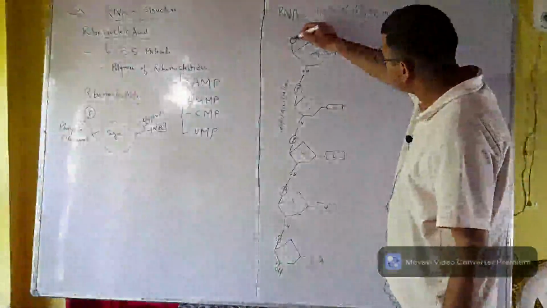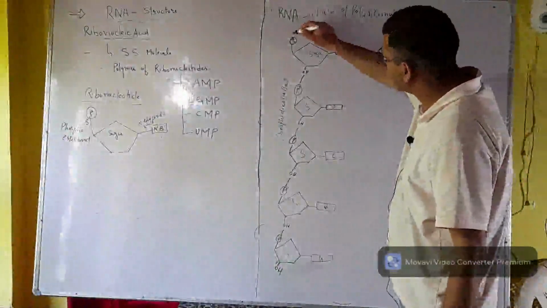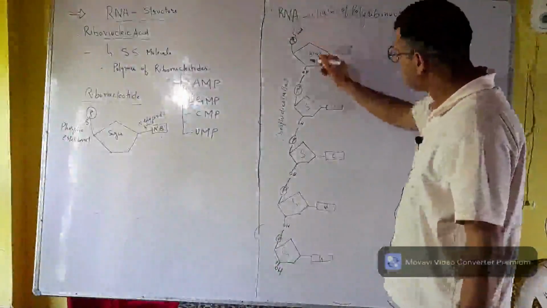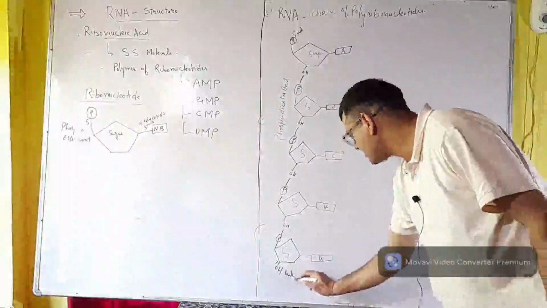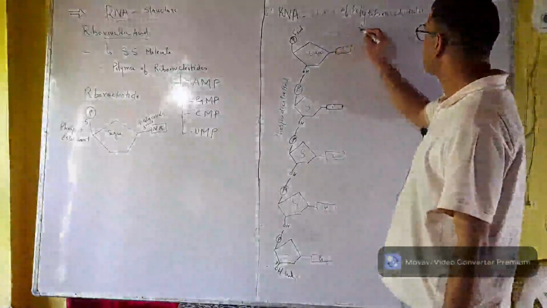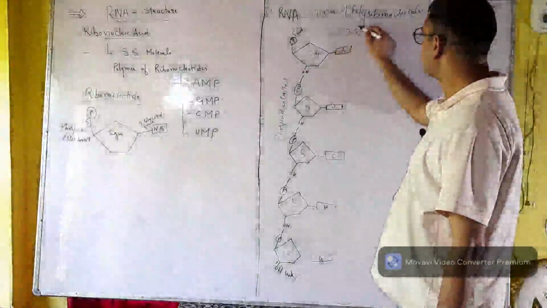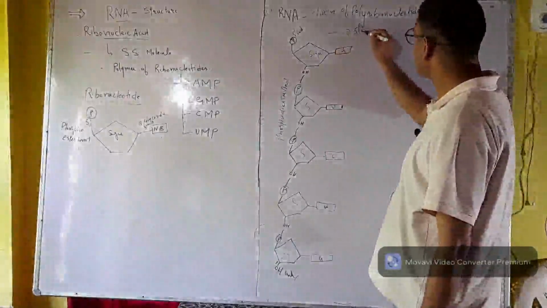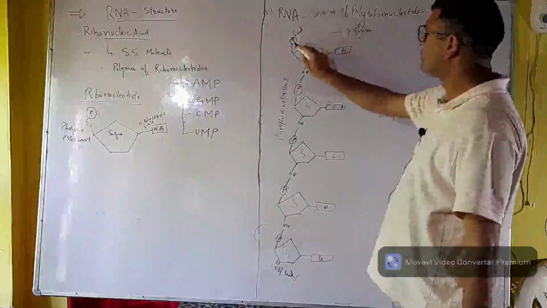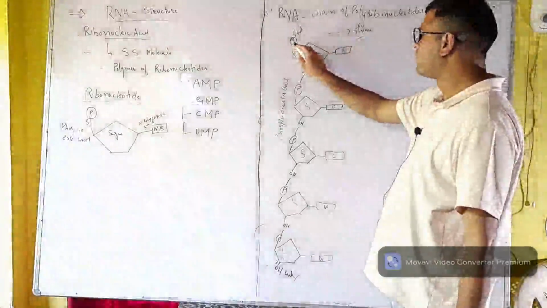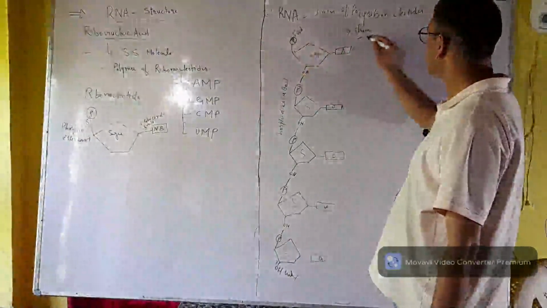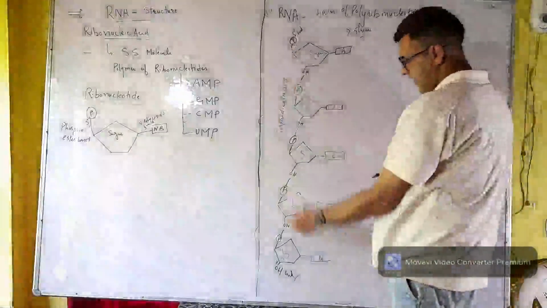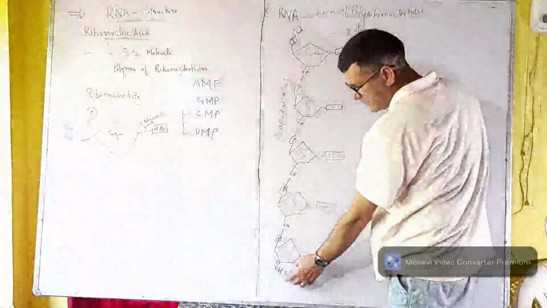That means this is a phosphate and this phosphate is present at the 5' end, and this hydroxyl group is present at the 3' end. So 5 prime means the phosphate group at carbon 5 is free, and the hydroxyl group at carbon 3rd is free.